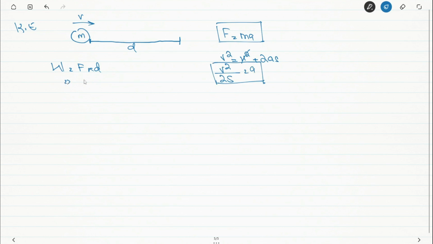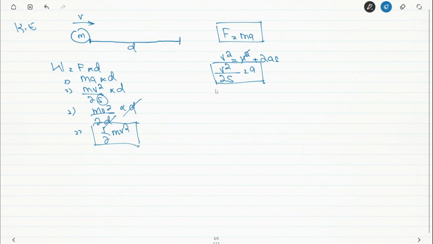So first ma into d, and this ma becomes mv square over 2s multiplied by d. Now this s is just d, right? Because this is the displacement and this s is just displacement. So mv square over 2d multiplied by d, and these cancel out, and the equation remains 1 by 2 mv square, right? So this is the formula of kinetic energy.